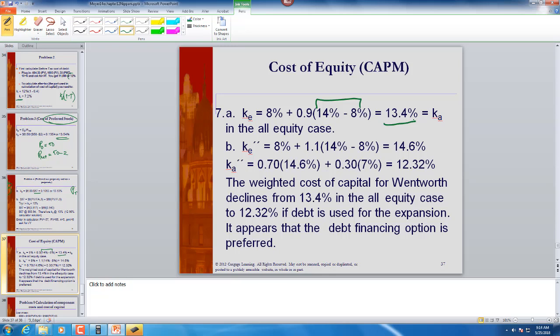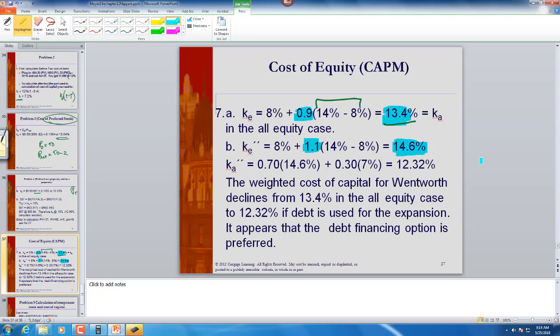The only answer to that is to see if the weighted average cost of capital comes down if you add debt. Now that means you have to calculate a new cost of equity. Why? Because the beta has gone up. The beta going up means risk going up. So this company now has a beta, instead of 0.9, of 1.1. Because of that, instead of 13.4, now you have a cost of equity of 14.6.